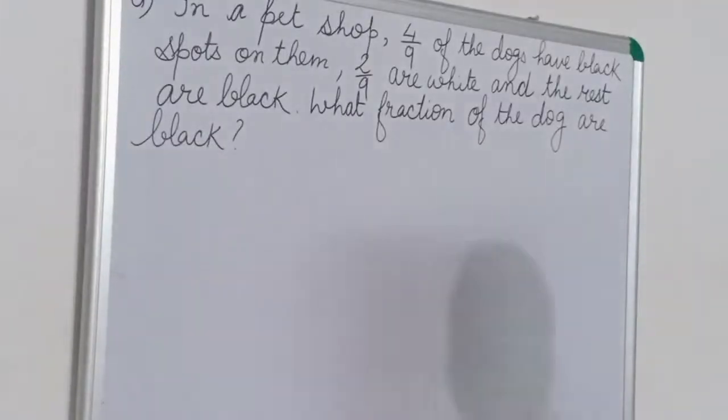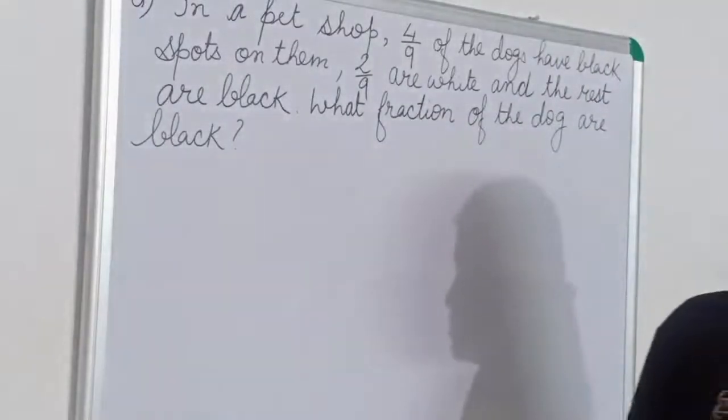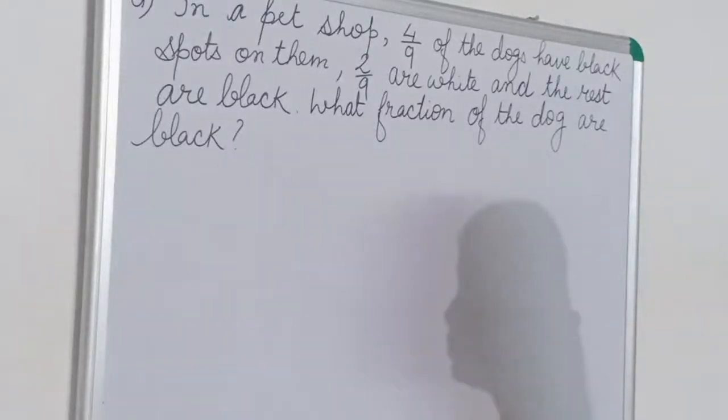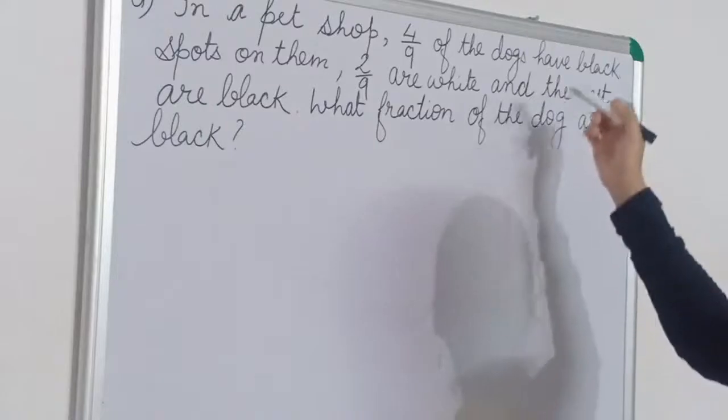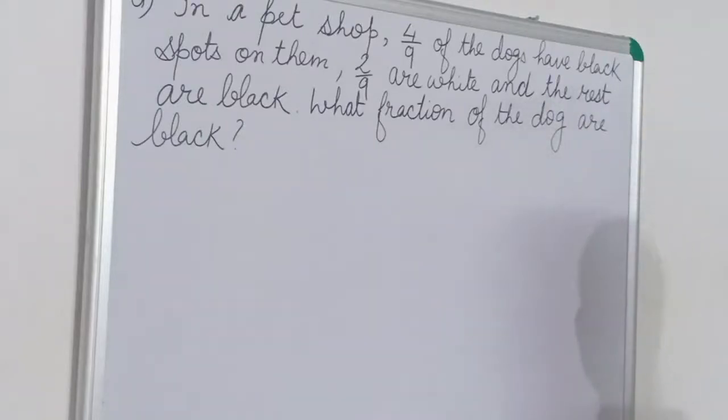Just now we have discussed one question of addition and one question of subtraction. And this is the next type of question, where we will have to do addition and then subtraction both. How? Let's see. In a pet shop, 4 by 9 of dogs have black spots on them, and 2 by 9 are white and the rest are black. What fraction of dogs are black?